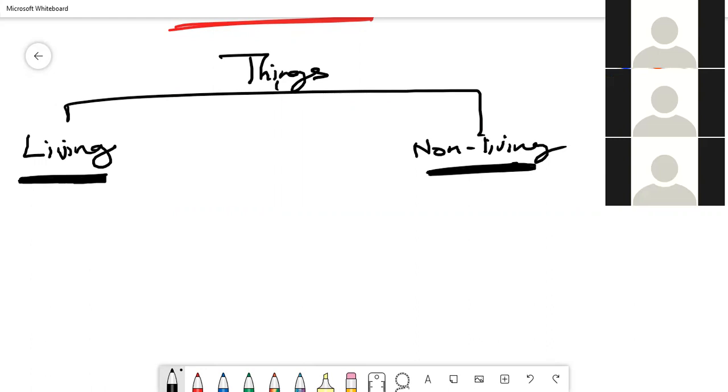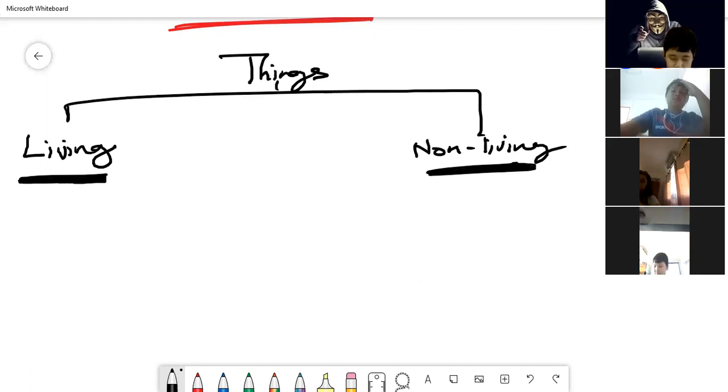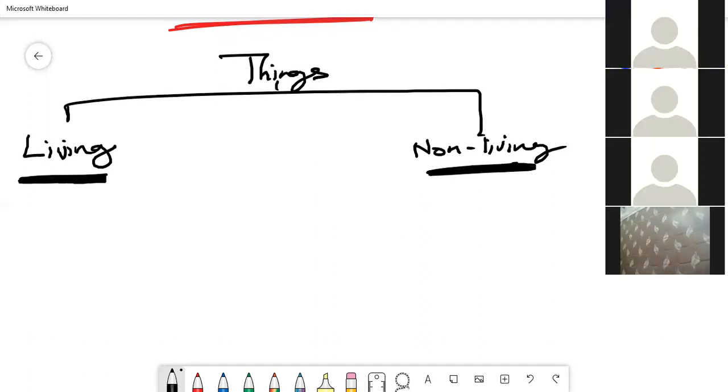So everybody knows what living things and non-living things are, right? We can classify things by living things and non-living things. This was your lesson when you were in grade 1, grade 2, and grade 3, I think. Okay, so let's level up. Non-living things can be further classified into smaller groups based on their properties, such as state of matter.